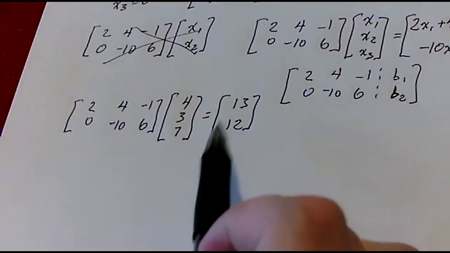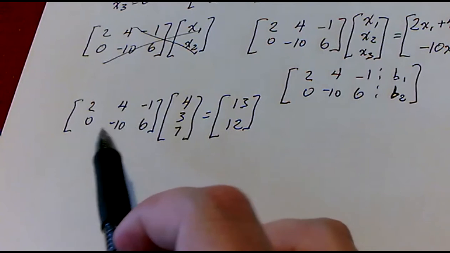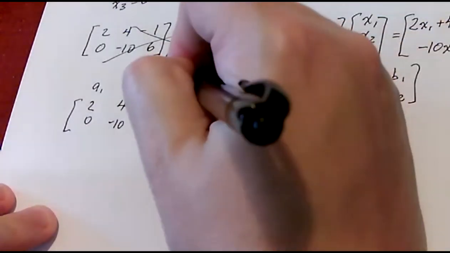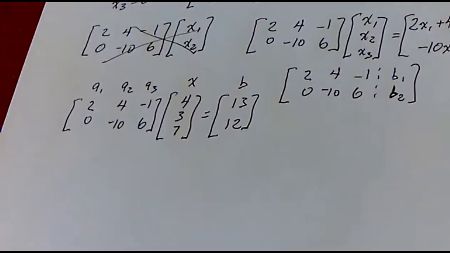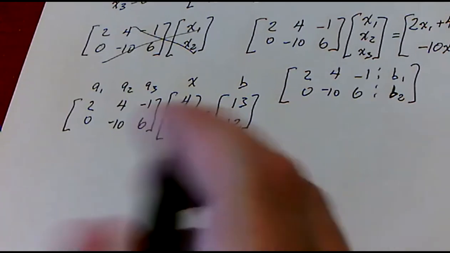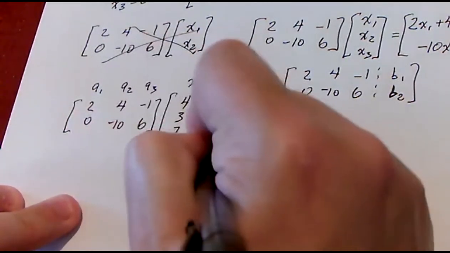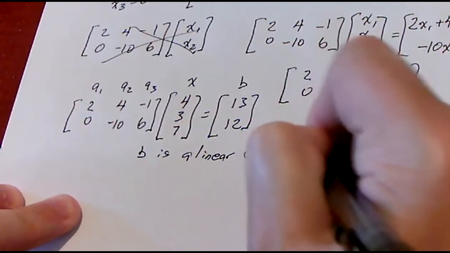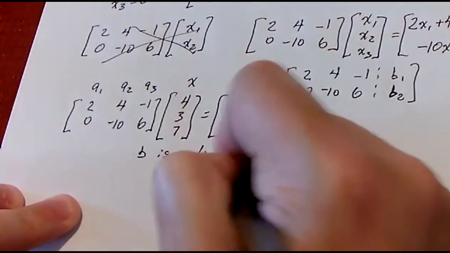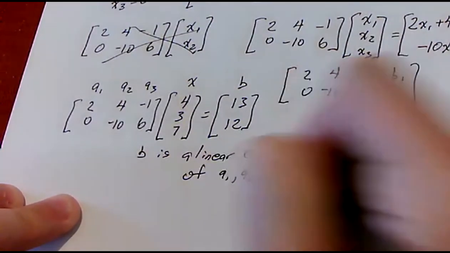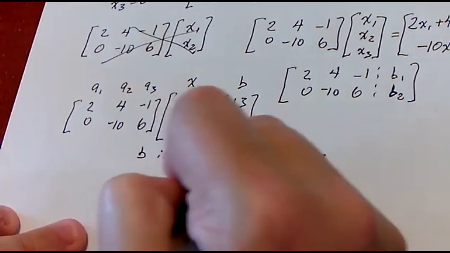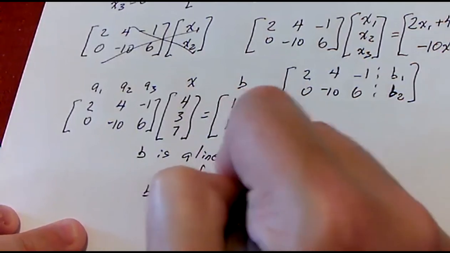Okay, so my vector 13, 12 is a linear combination of these columns. So let's label these columns A1, A2, and A3. We'll call this one B. So this is my vector X, right, in my matrix equation AX equals B. So B is a linear combination of A1, A2, and A3. Okay, which also means that B is in the span of those vectors.